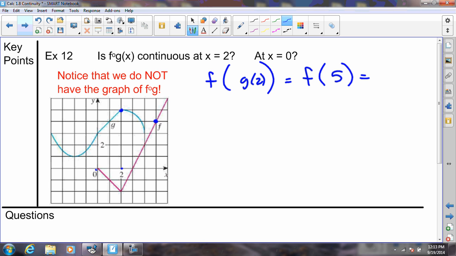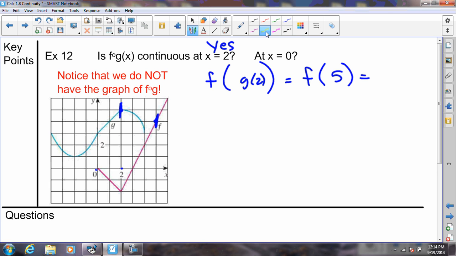That tells us g is continuous at 2, which then shifts us over to f of 5, and f is continuous at 5. Because the chain of pieces is continuous at every single step, the entire function will be continuous at x equals 2. If we were to go through and actually create the graph of f composed with g, it will be continuous at 2, even though we don't know what it looks like. We know it's got to be continuous.